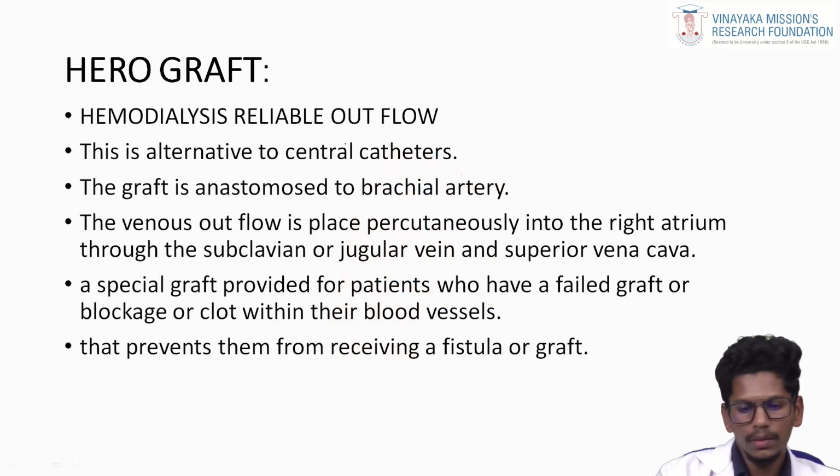Next is the HeRO graft. It provides reliable outflow for hemodialysis. This is an alternative to central catheters. The graft is anastomosed to the brachial artery. The venous outflow is placed percutaneously into the right atrium through the subclavian or jugular vein and superior vena cava. It is a special graft provided for patients who have a failed graft, or a blockage or clot within their blood vessels that prevents them from receiving a fistula or graft.